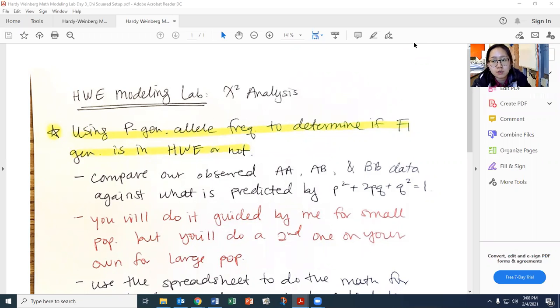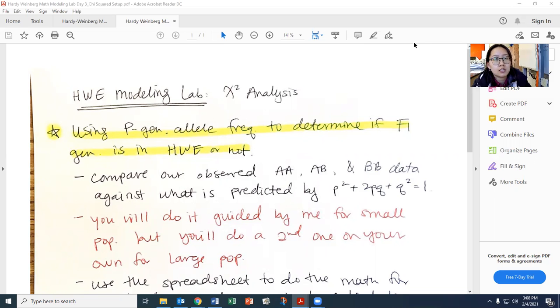So there's not really an excuse to not finish this part, even if you didn't pull your 10 generations of your large and small populations. However, you do need to have at least one population pulled for the F1 generation of both the large and the small. So for this chi-square analysis, we're going to be using the P generation allele frequencies, which are the ones that we decided to determine if the F1 generation is in Hardy-Weinberg equilibrium or not.